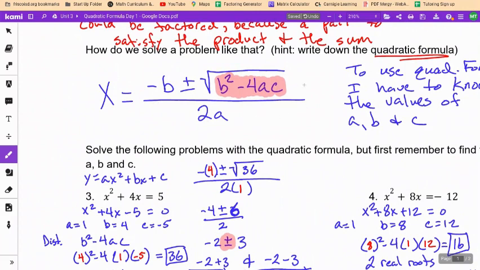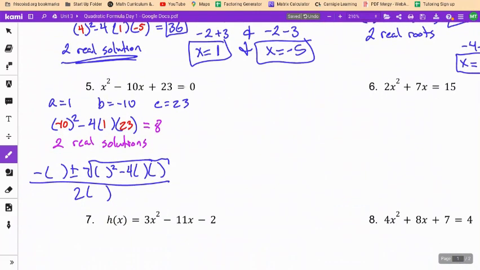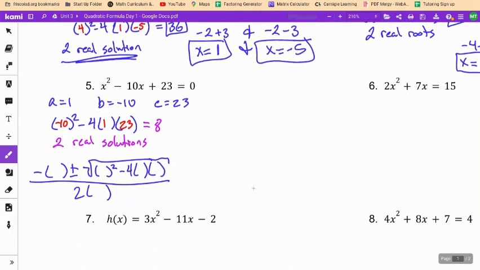I already have it memorized, but that's why we wrote it down. I took this formula and put parentheses everywhere there was a variable. And now I substitute: negative 10, because that was b, a was 1, c is 23, and then a was 1 down here. Okay, and so I can put all this into my calculator, but I'm going to have to do it twice.